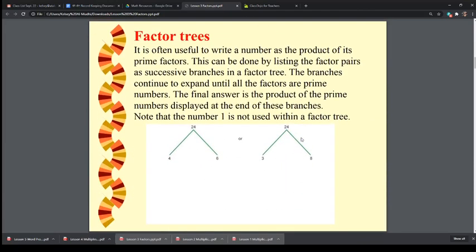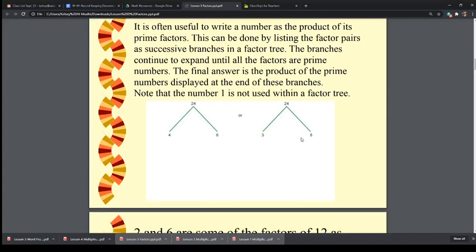Factor trees. It is often useful to write a number as the product of its prime factors. This can be done by listing the factor pairs as successive branches in a factor tree. The branches continue to expand until all the factors are prime numbers. The final answer is the product of the prime numbers displayed at the end of these branches. Note that the number 1 is not used within a factor tree.